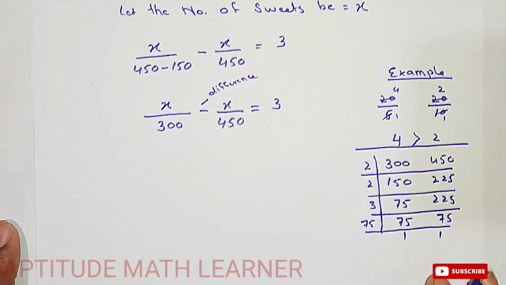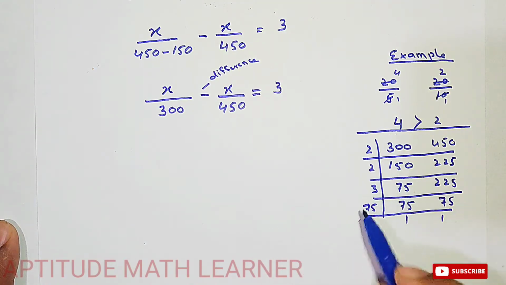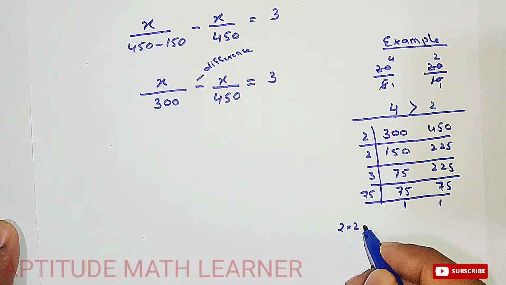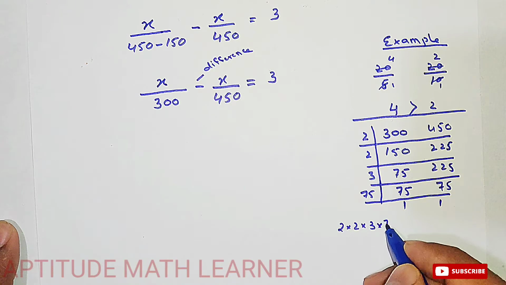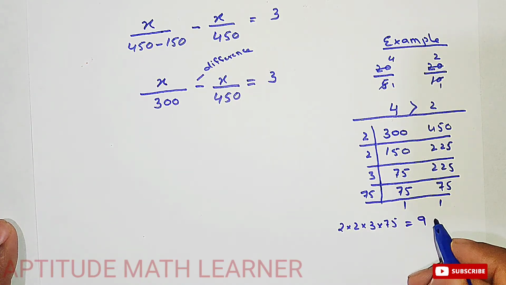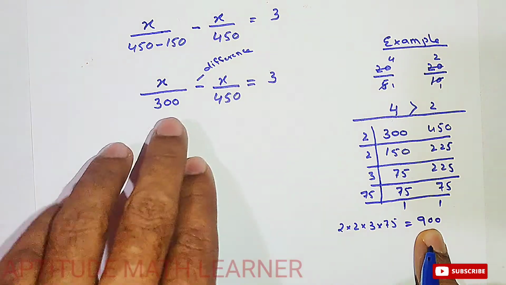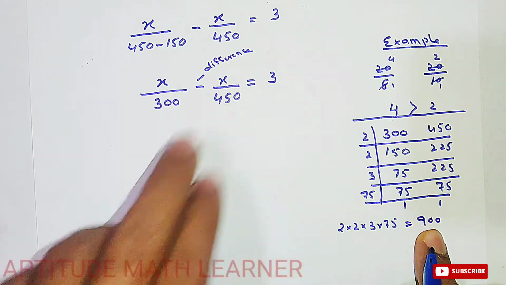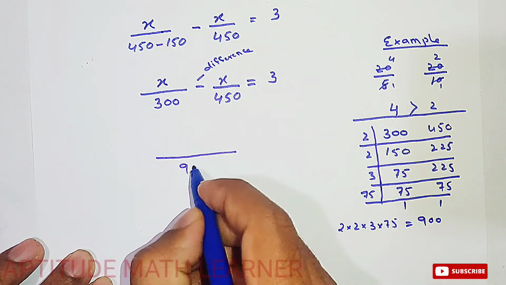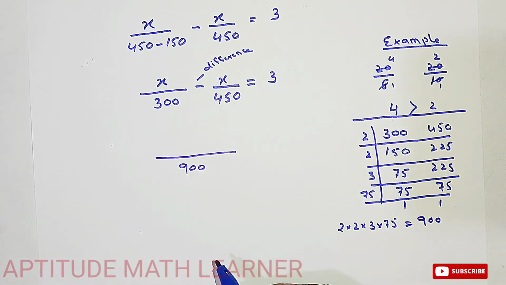I hope till here you have completely understood. And now if we multiply all these, 2 multiplied by 2 multiplied by 3 multiplied by 75, we get the answer 900. So it means that this 900 is divisible by both 300 and 450. So now we get the LCM, that is 900. I hope till here you have completely understood the question.